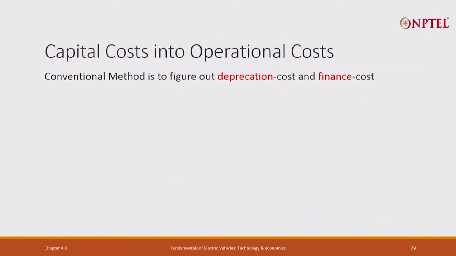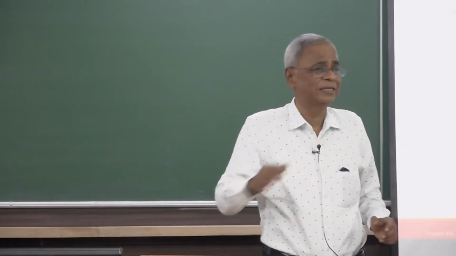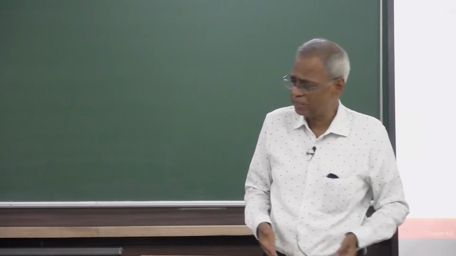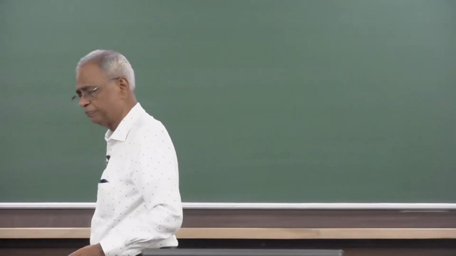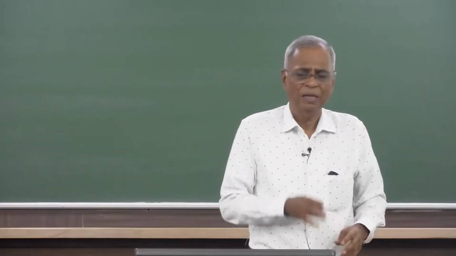How do I convert the capital cost to operational cost? The standard technique is to use what is called depreciation and finance cost. What is depreciation? A battery lasts for a finite amount of time. So instead of taking the cost upfront, you say if it lasts for 5 years, the cost is the capital cost divided by 5. If you want the monthly cost, you divide it by 60, and that's the monthly cost. That's linear depreciation. There are other kinds of depreciation in economics, but we will use mostly linear depreciation. So that is the effective cost per month or per year of the capital cost.